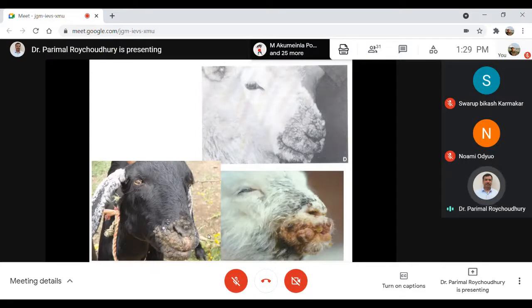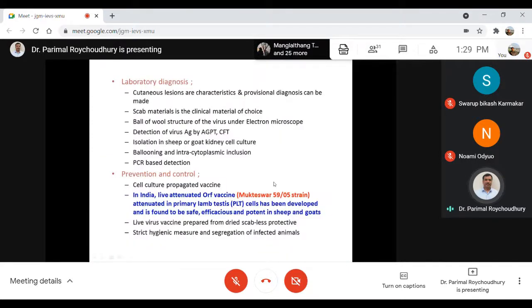Some more pictures you can see. The mouth lesions are very typical of ORF, and looking at them, we can get an idea about this disease. Of course, it needs to be differentiated from sheep pox and goat pox infection.